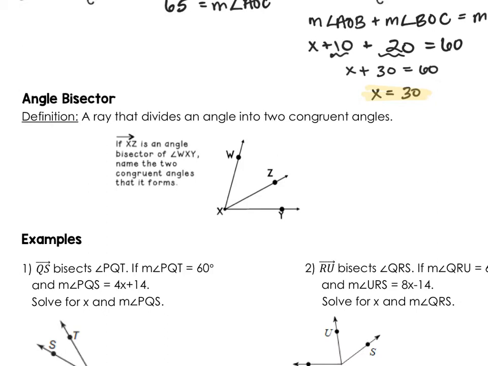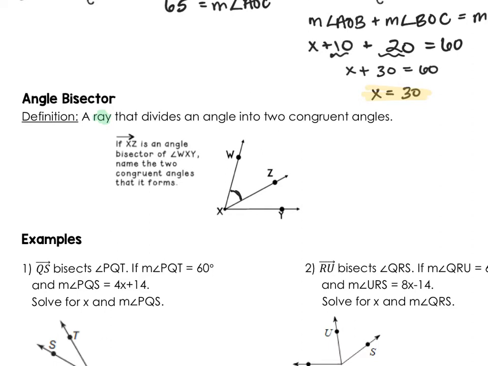And this is a term that we haven't talked about yet for angles. In an angle bisector, our bisector is a ray that's dividing the angle into two congruent angles. So if I know that ray XZ is the angle bisector of angle WXY, so this ray is bisecting this angle, then I know that it's going to create two congruent angles. It's cutting this angle in half.